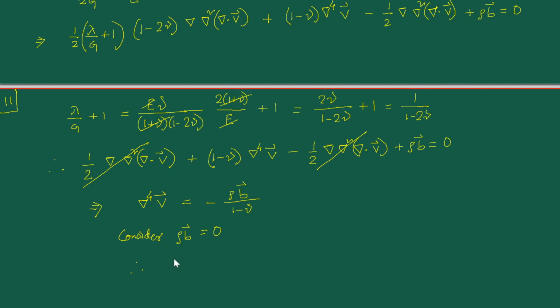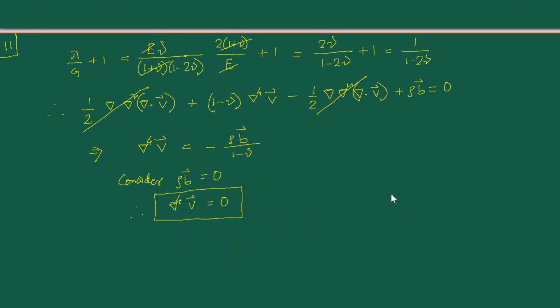Then we end up with del 4 v vector is equal to 0. And this again should make us particularly happy, of course with the caveat that we are working under this restriction of 0 body forces. But as far as the equation is concerned, this should make us particularly happy because this bi-harmonic equation form has been studied so much, and the solutions to this are known in very many different situations for different geometries. All right, so what is the situation?